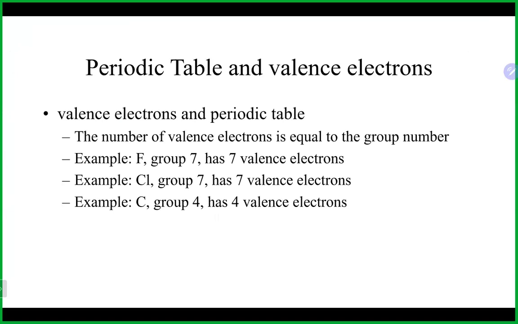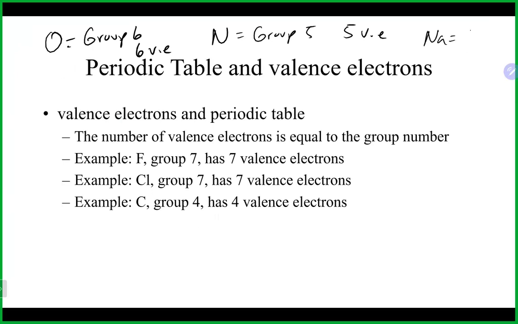So if you look at nitrogen that we just did, it is group 5, and it has 5 valence electrons. I just did oxygen, which is right next door. It is group 6 on the periodic table. It actually has 6 valence electrons. So you could do the group number there. Sodium, group 1, has 1 valence electron. It will equal basically the group number.